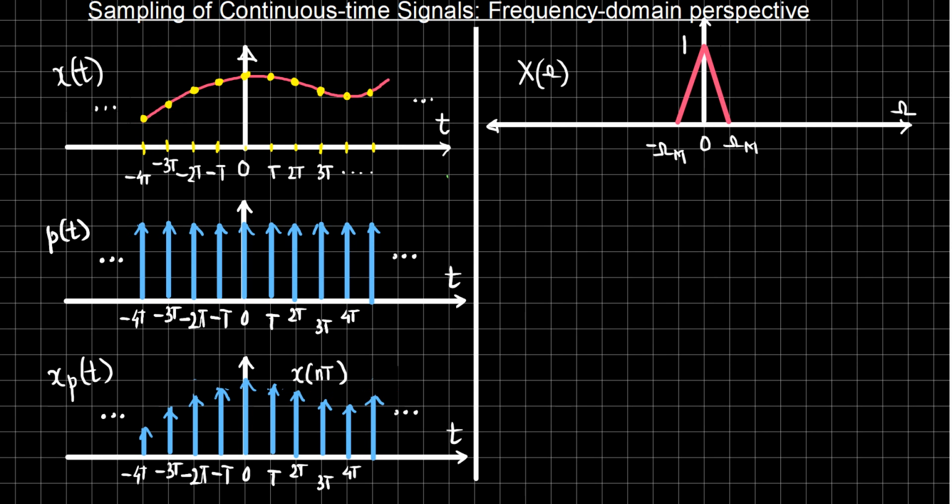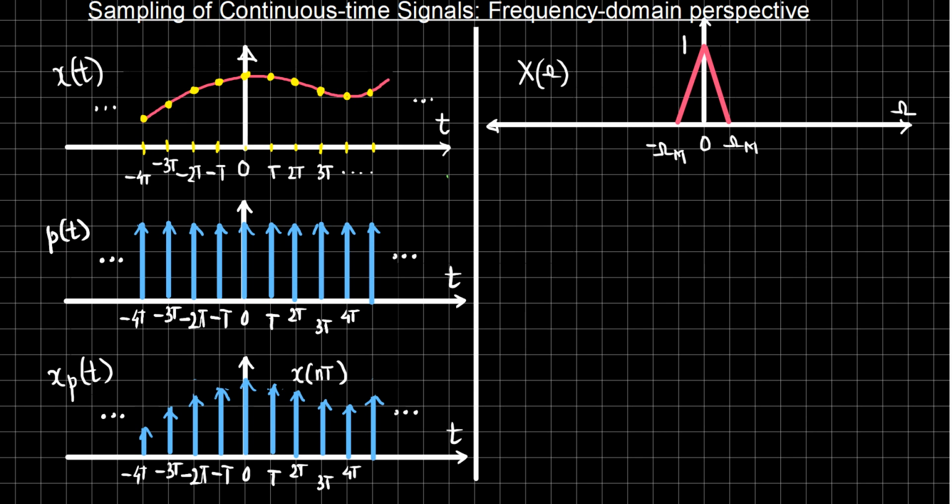From the basic properties of the Fourier transform, we know that if two signals are multiplied in the time domain, then in the Fourier domain it is the convolution of the individual Fourier transforms. We have the Fourier representation of x of t, and if we know the Fourier transform of p of t, we simply convolve the two to obtain the Fourier transform of xp of t. Just because x of t and p of t are multiplied in time, in the frequency domain they are convolved with each other.